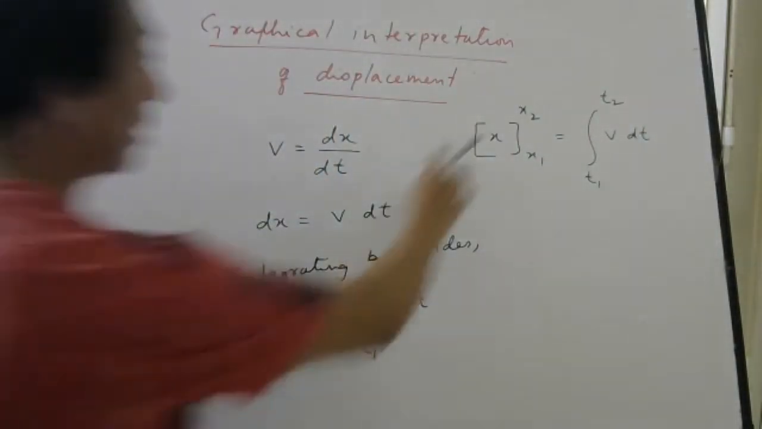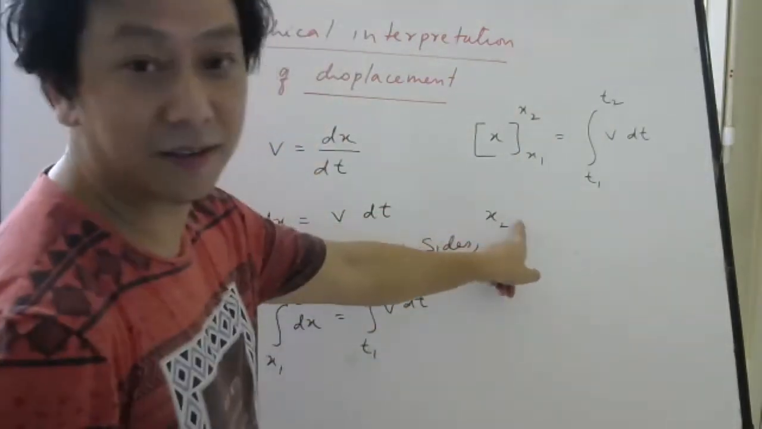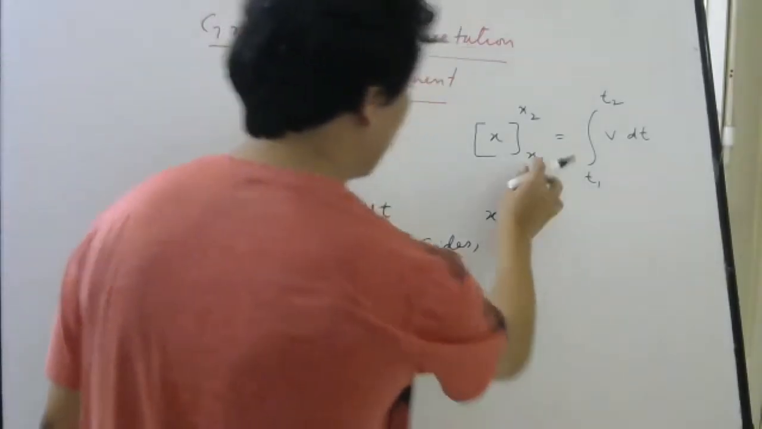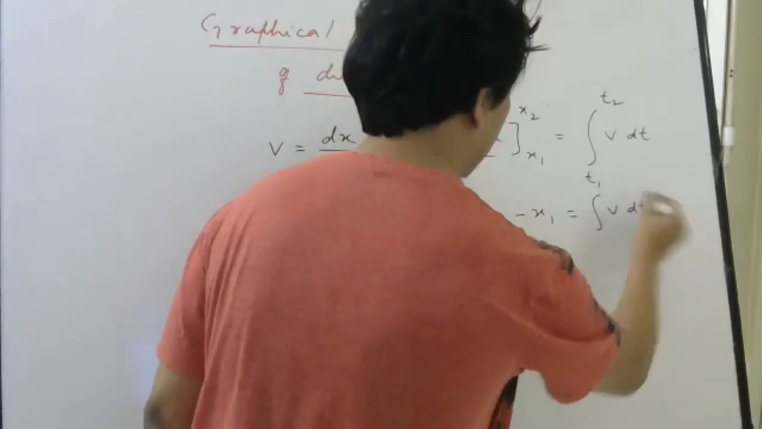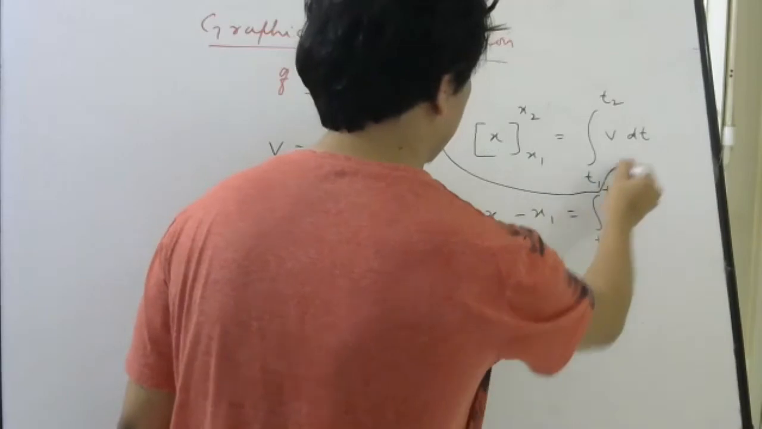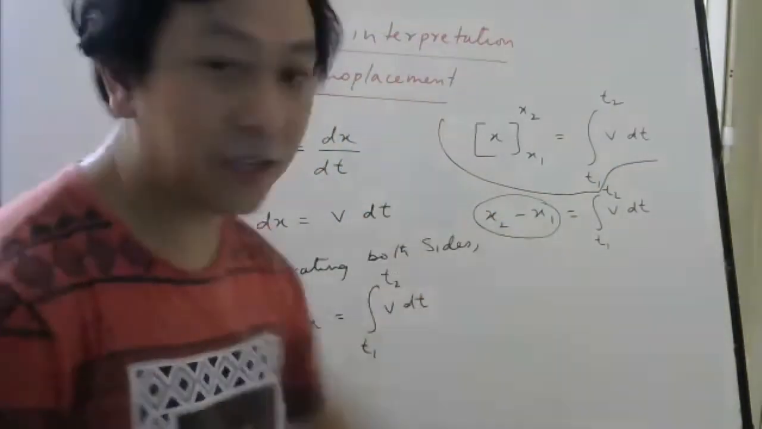After this, what was the next step? Put the upper limit. Then put what sign? Minus. Then put the lower limit. Integral of v dt from t1 to t2. Now, what is this? x2 minus x1. Give a name to it.